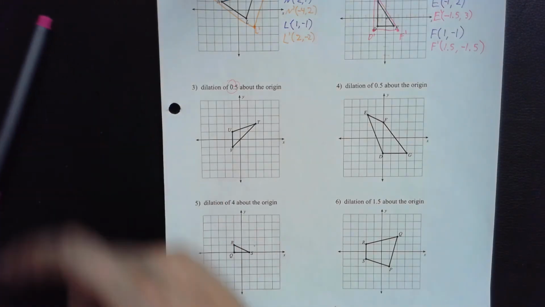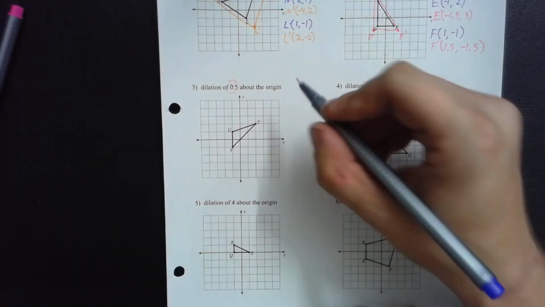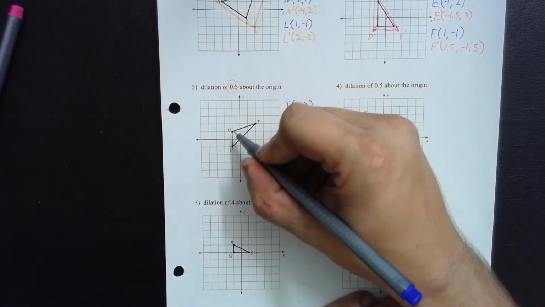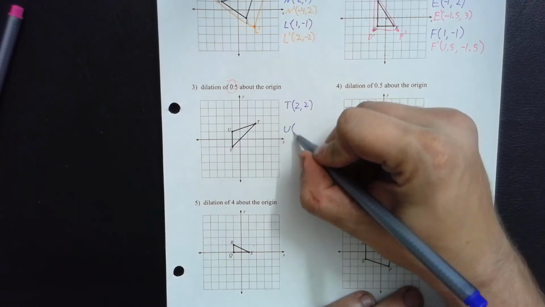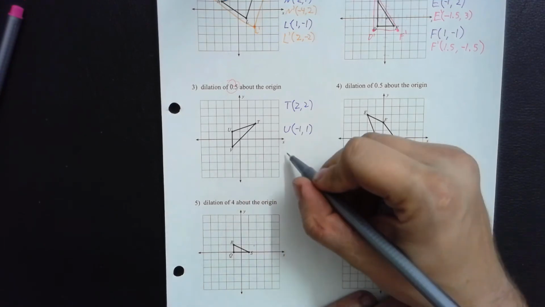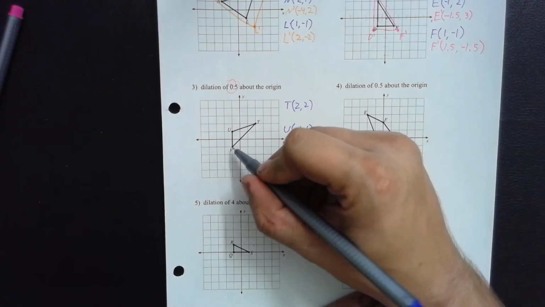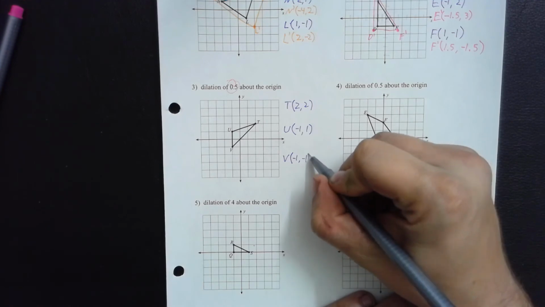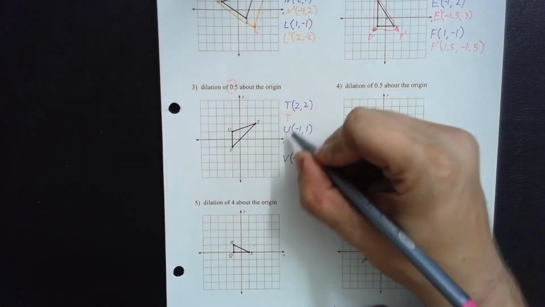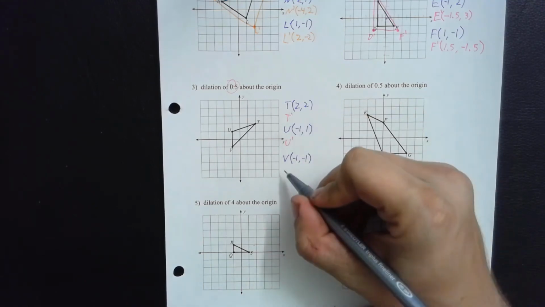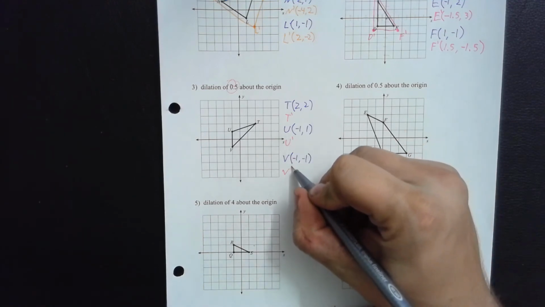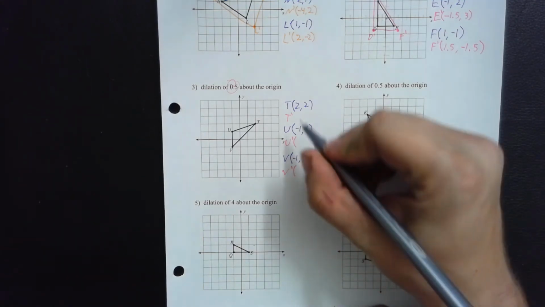So let's go ahead and write my current coordinates. TUV, so T is at 2, 2. U is currently at negative 1, positive 1. And V is currently at negative 1, negative 1. There we go. Now, this one is going to be kind of easy since 0.5 is essentially dividing each of these by 2. We're finding 1/2 of all of these values.